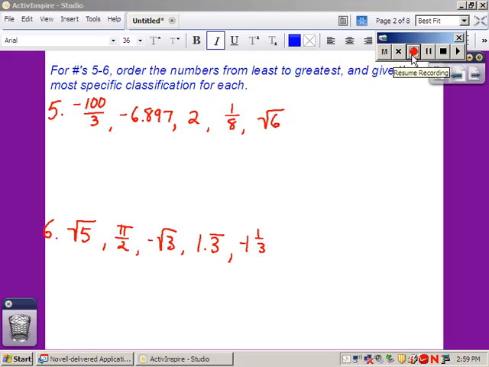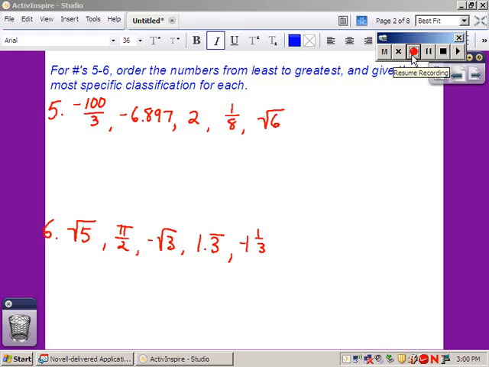Okay, these directions ask you not only to list their classification, but also to order them from least to greatest. Notice that it says just give the most specific classification for each. That means you don't have to write them all out. You can only write the most specific or the last one you would write. So let's talk about how to order these things from least to greatest. Most of the time I would suggest that you convert all of them to decimals, order them, and then turn them back into the regular numbers.